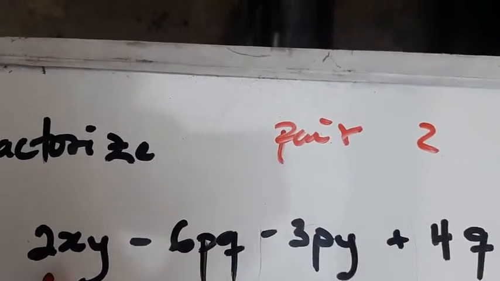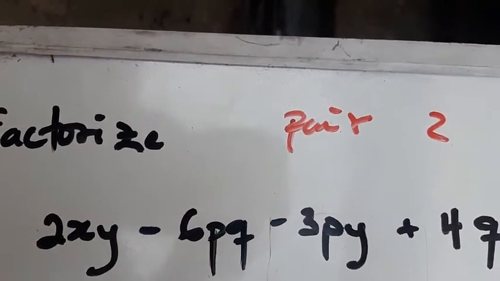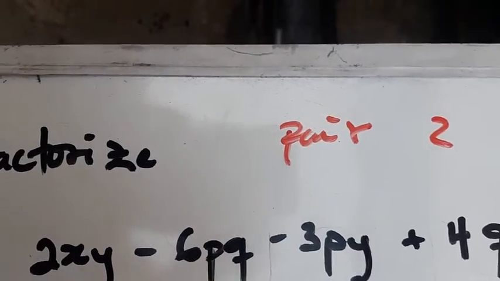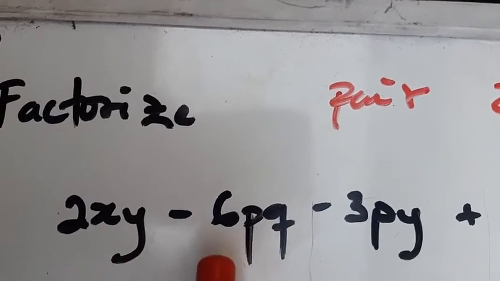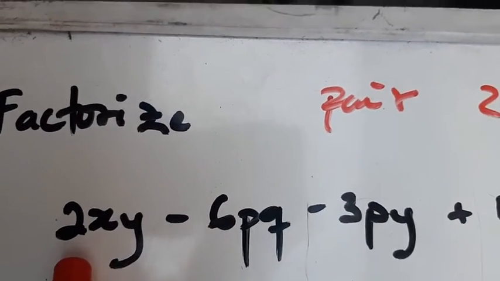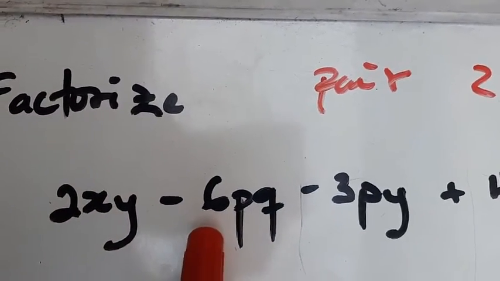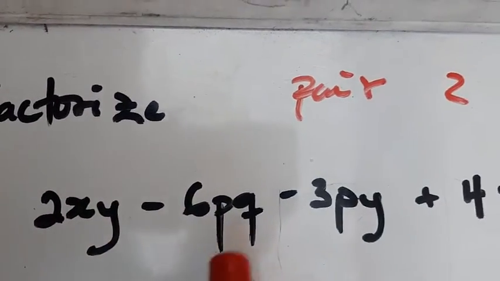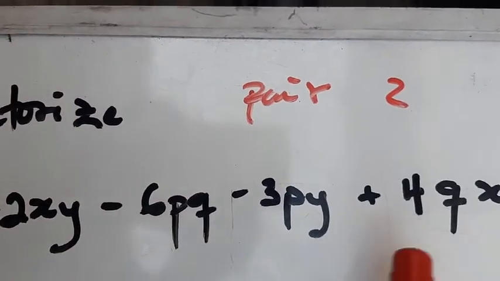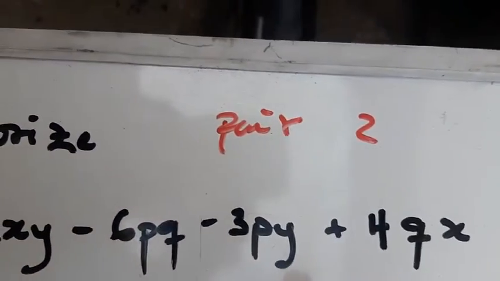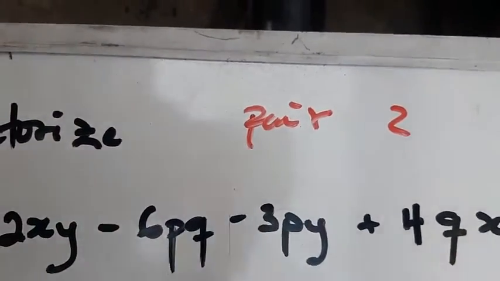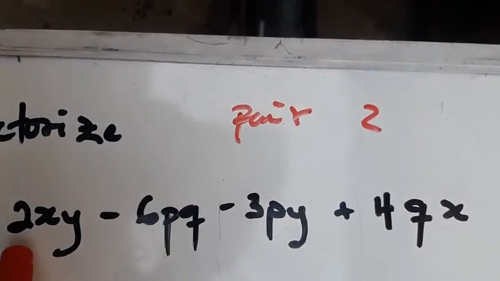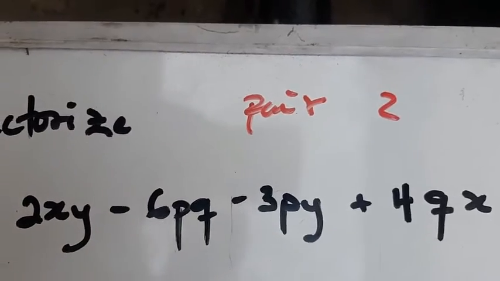So here, if I pick this guy, which is 2xy minus 6pq, you can see that these two don't have anything in common. The only thing they have in common is the 2 here, and also the 2 out of the negative 6 here. Apart from that, the variables are not common. So you need to go and look for each partner. You can see that the 4qx and the 2xy have something in common.